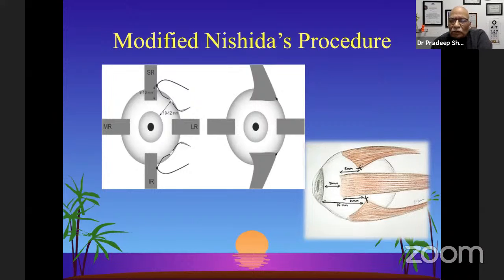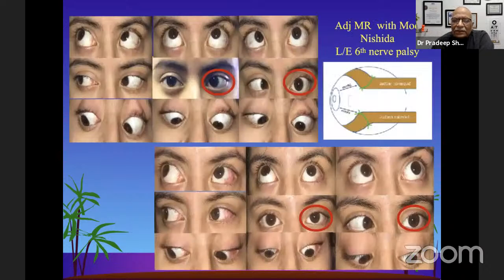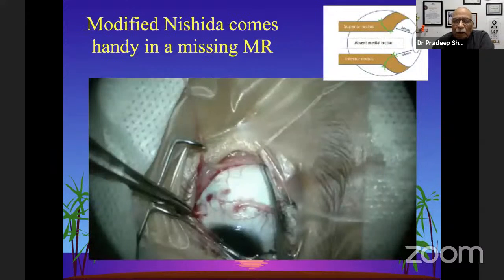So what we do usually as a slight modification is we vectorize the force of the vertical recti, the superior and the inferior rectus. We use non-absorbable sutures past 8 millimeters from the insertion in the superior and the inferior recti. And then we are stitching on the sclera 8 millimeters from the lateral rectus insertion. And this gives us a very good effect on the vertical recti. When you do the Nishida's procedure, you have to be careful about things.